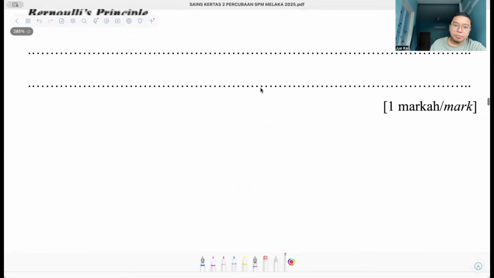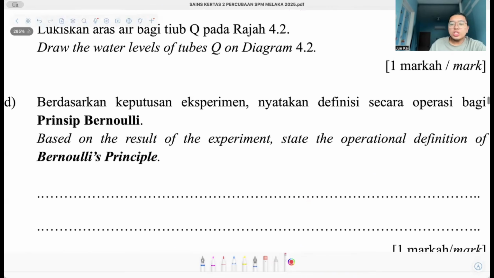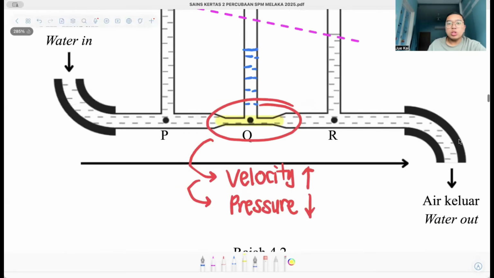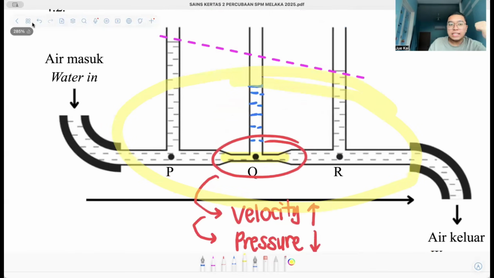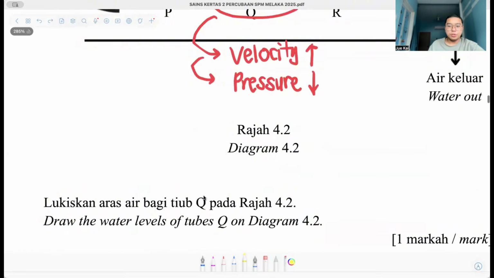It's okay. So when the question asks for operational definition, it means that you need to take the result here. Firstly, take the result. Secondly, you need to write focus here. Okay, clear? Clear or not clear? Can or cannot? Okay, on to the last question already.